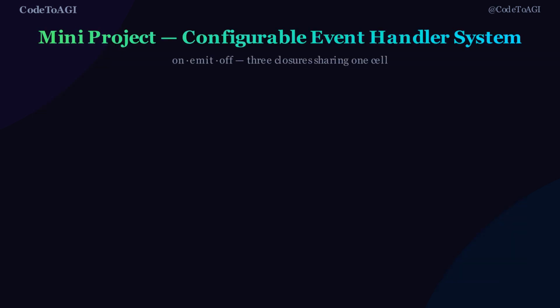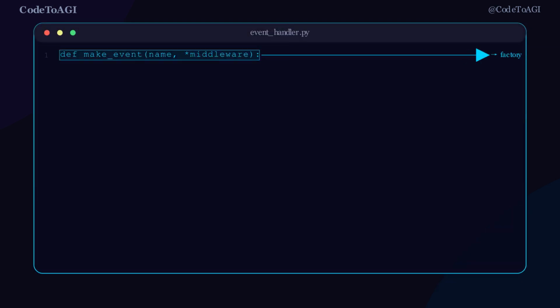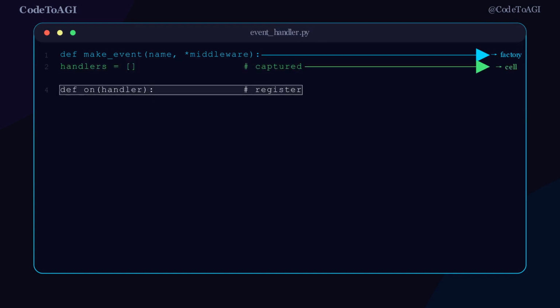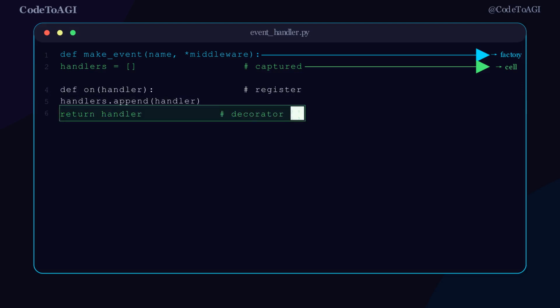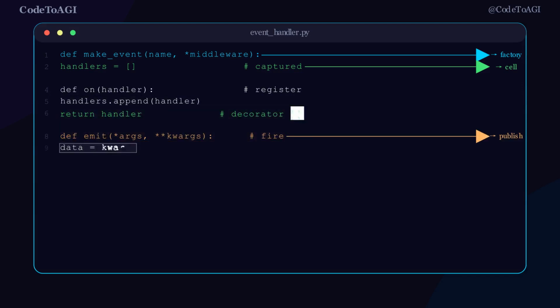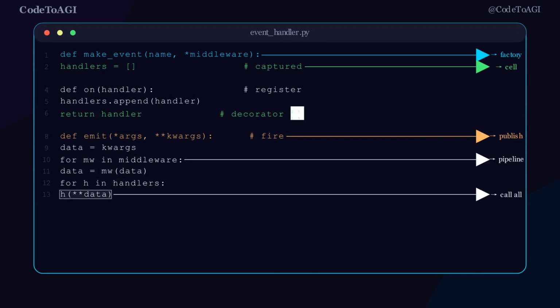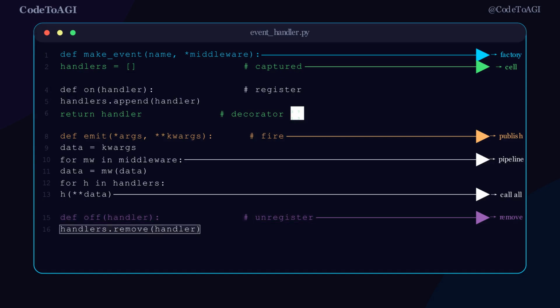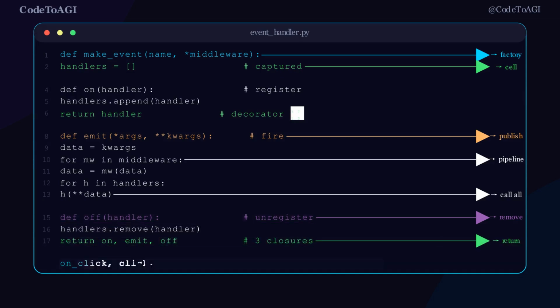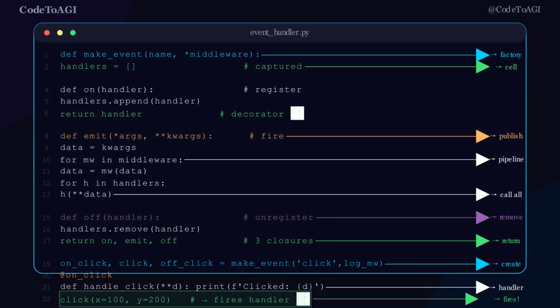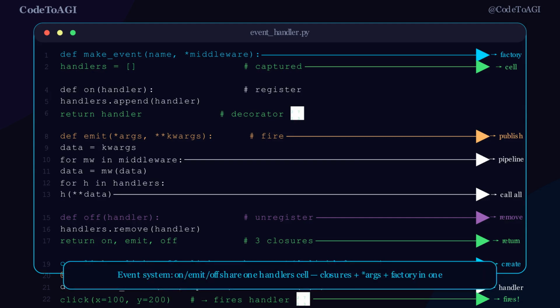Our mini project, a configurable event handler system. This is a pattern used in every GUI toolkit, game engine, and web framework. Look at the code. We define make_event_handler. It takes an event_name and optional middleware functions. Inside, we define a list called handlers. We return 3 closures: on, emit, and off.